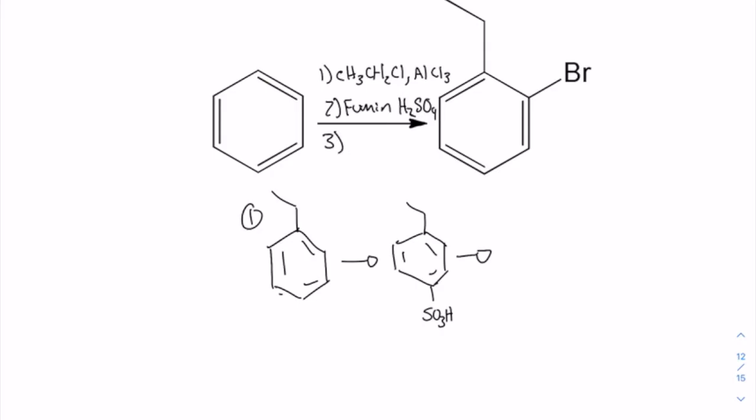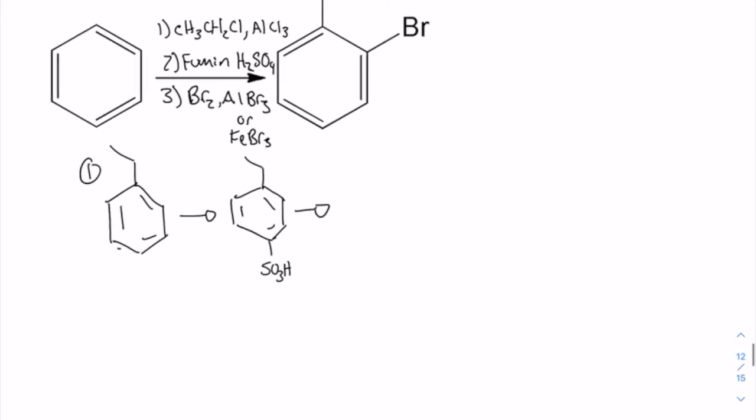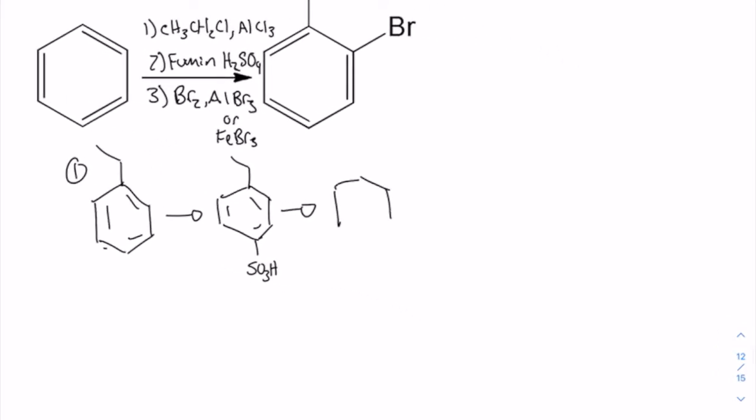So we now have to get bromine in there for bromination, right? Br2. You can do AlBr3, or you can go FeBr3. Both will work, and that will give us the SO3H, the ethyl, and bromine right there, right?